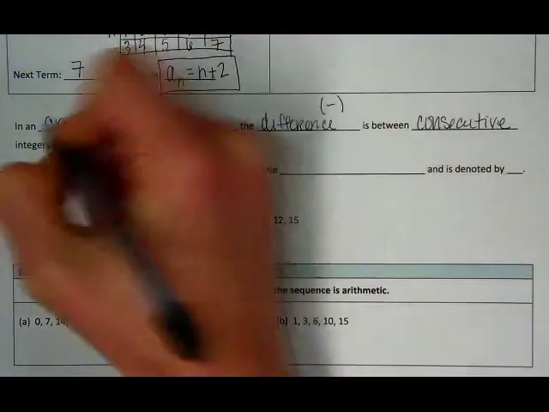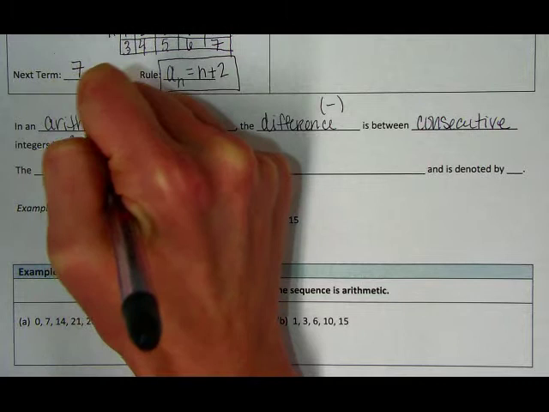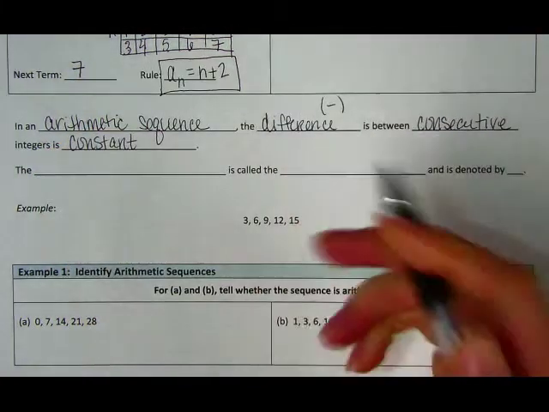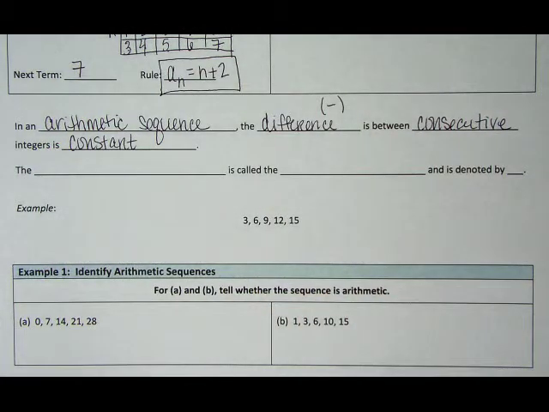consecutive integers is constant, which means the difference between our numbers in our consecutive sequence of integers is going to be a constant value. They don't fluctuate. If we're adding by 3, we're adding all terms by 3. If we're subtracting by 5, we're subtracting all terms by 5. So it's going to be a consistent difference between those numbers.